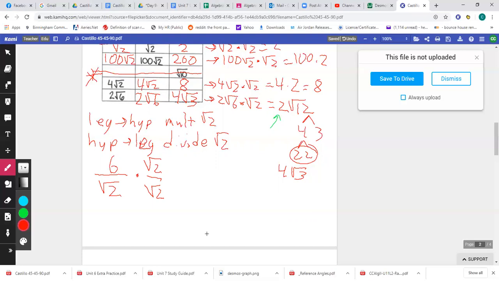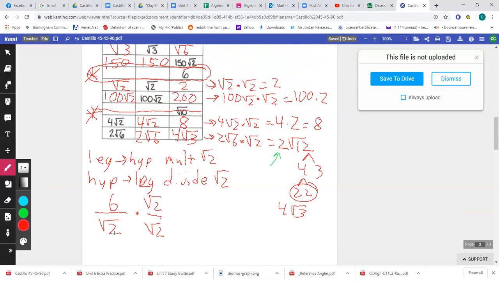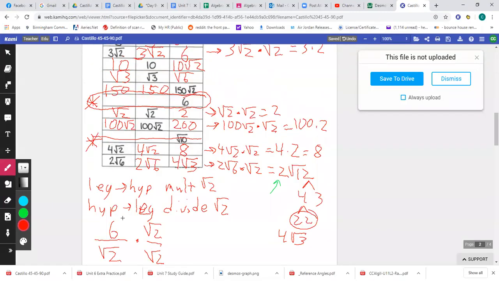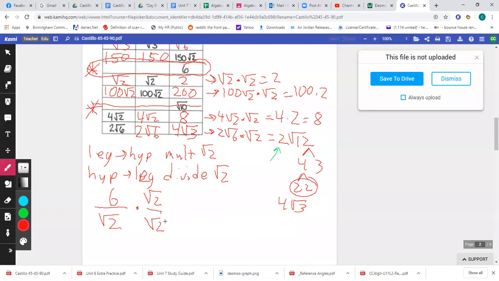Mr. Castillo. Yeah. Where did you get a fraction from? So, like I said, dividing is the same thing as making something a fraction, right? So if I go from the hypotenuse to the leg, I have to divide by root 2. Okay, so if you're going back to find the other leg and you have the hypotenuse, that's when you divide. Yeah. Okay. So that's why I have the fraction here as 6 over root 2. That's division.